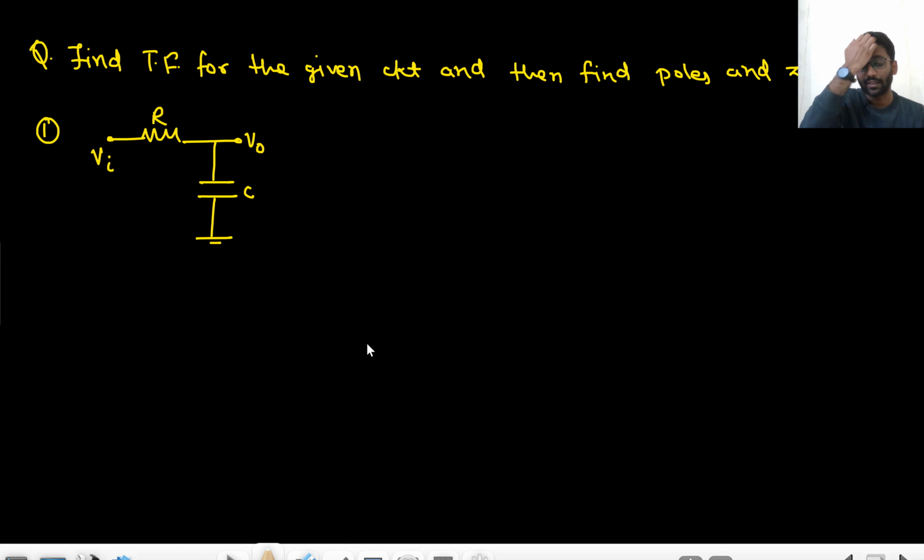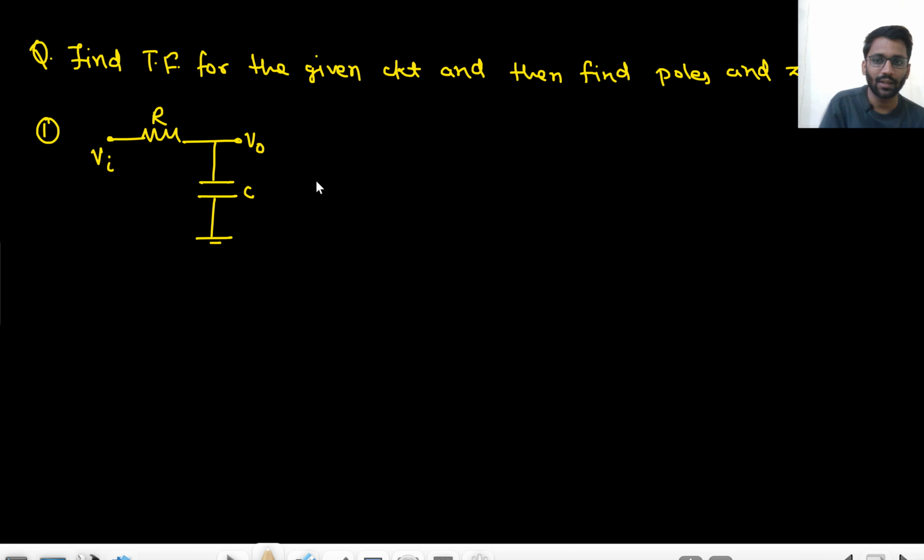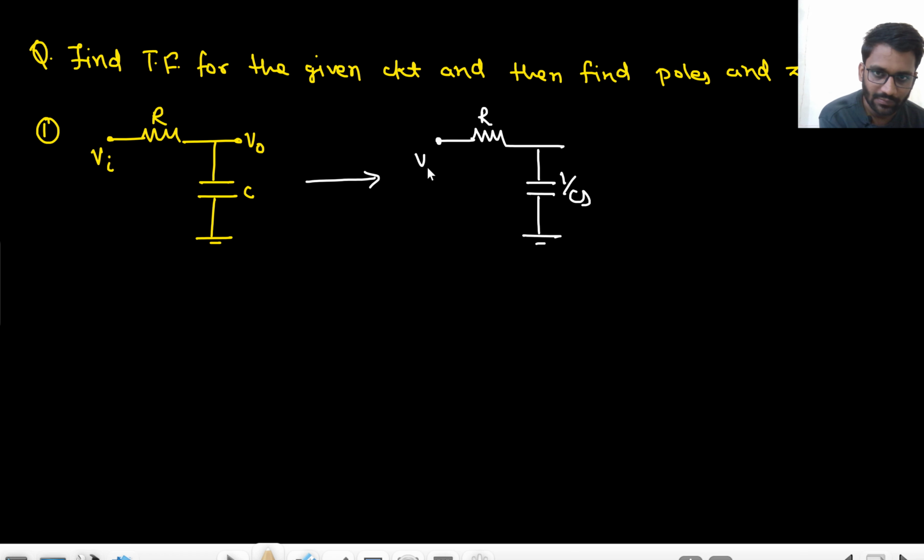Now we will solve an example in an electrical circuit. So this is a circuit given to you. You have to find the poles and zeros. So what you will do, not in the time domain: poles and zeros, everything are defined in the Laplace domain. So first we will convert the circuit into Laplace, with V in S and V naught S. So what will be V naught S by V in S? At least for this circuit, you can remember it actually.